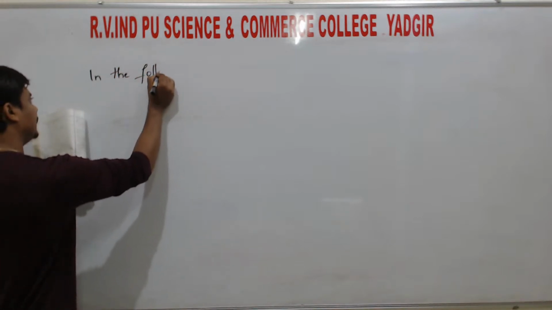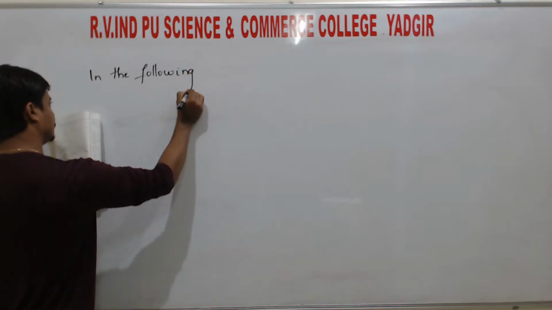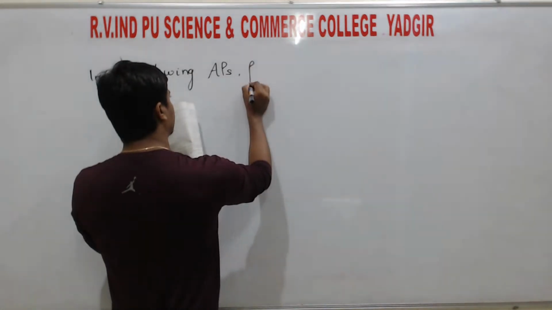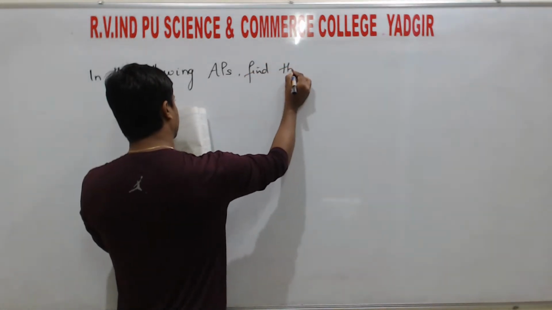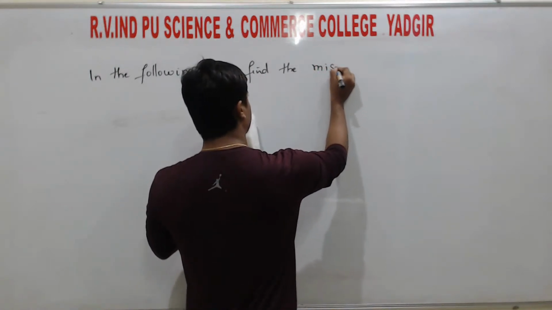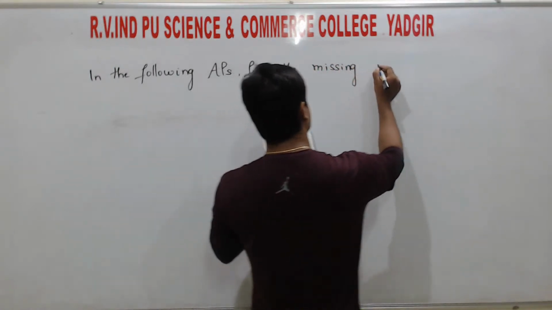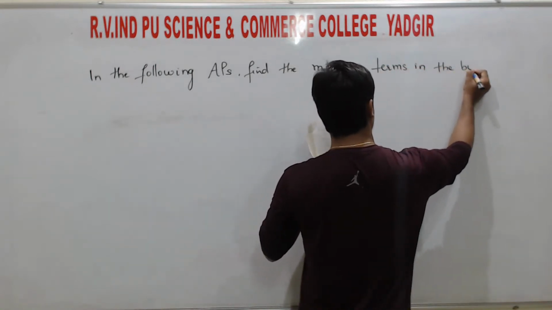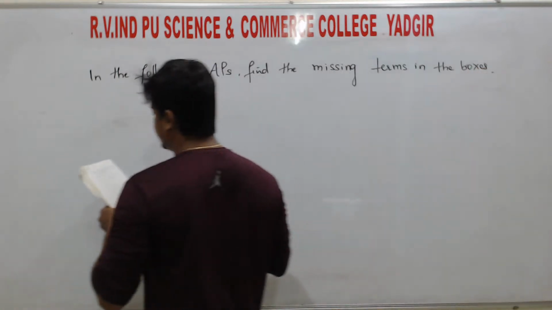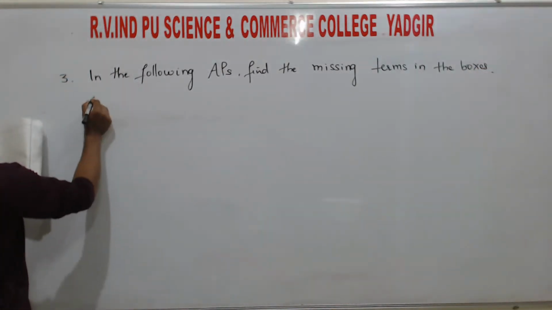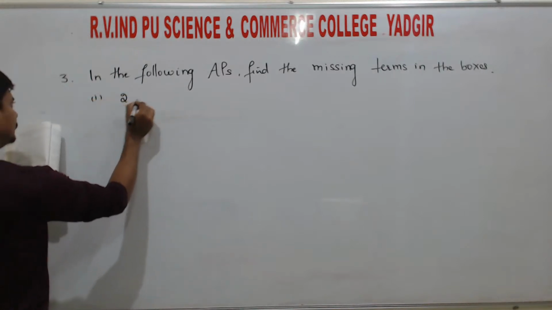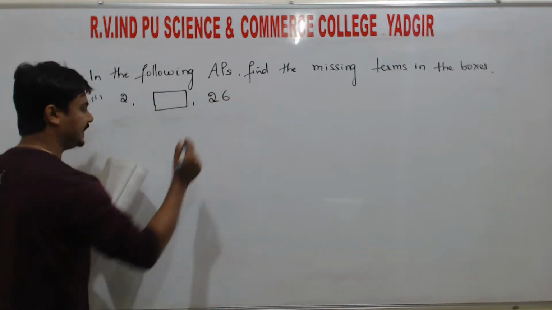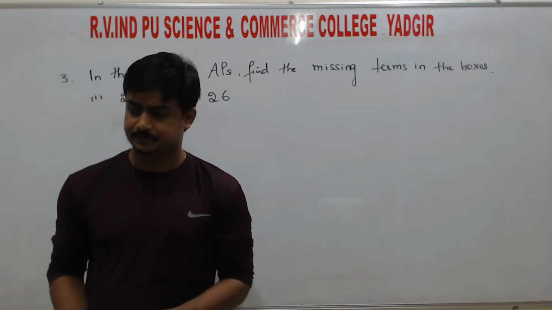In the following APs, find the missing terms in the boxes. So this is third main. In that first one, 2, a box is given, 26. This is the question.